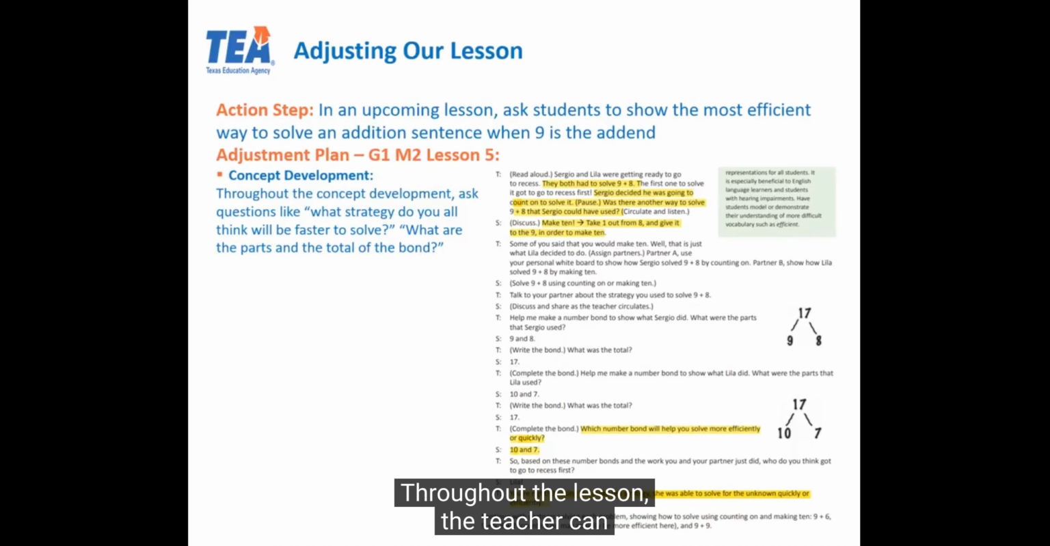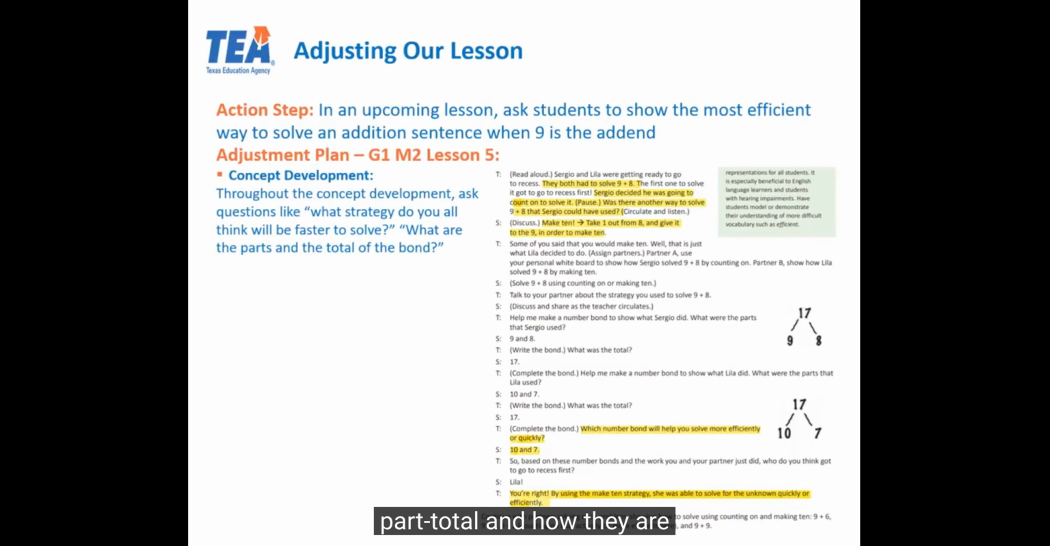Throughout the lesson, the teacher can ask students to talk about what strategy they think will be the fastest or the most efficient during a turn and talk. Continue with the connections of part total and how they are transferred to the abstract representation. One option is to cold call after the turn and talk to hear responses whole group. Throughout, the teacher should be pushing students to use language like make it 10, part total, bond, and efficient.